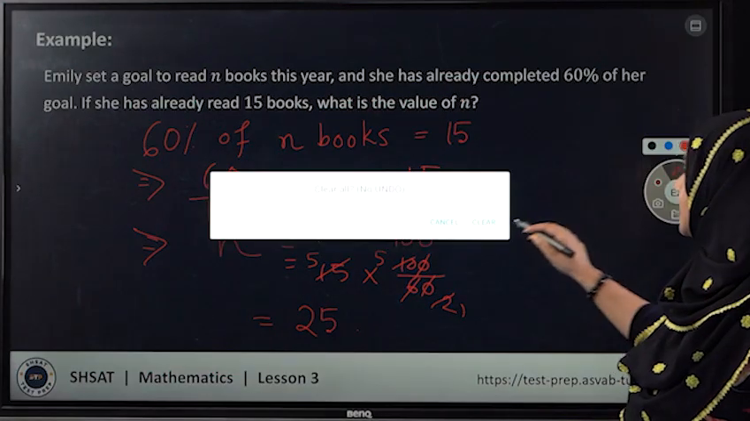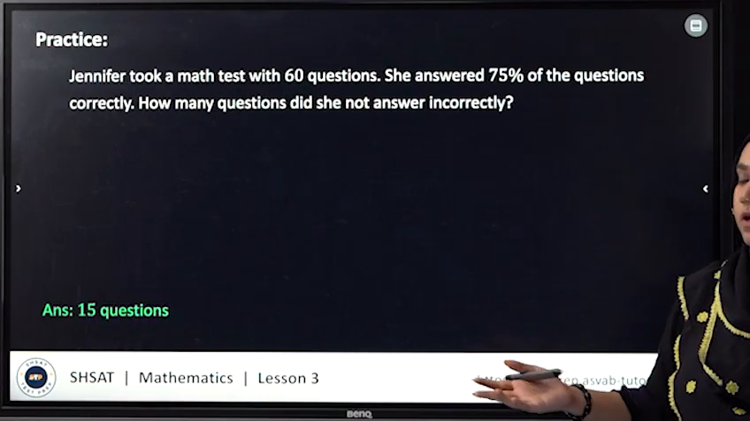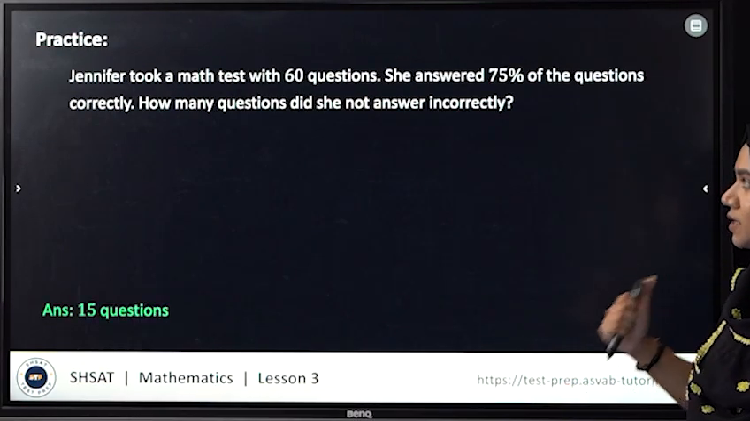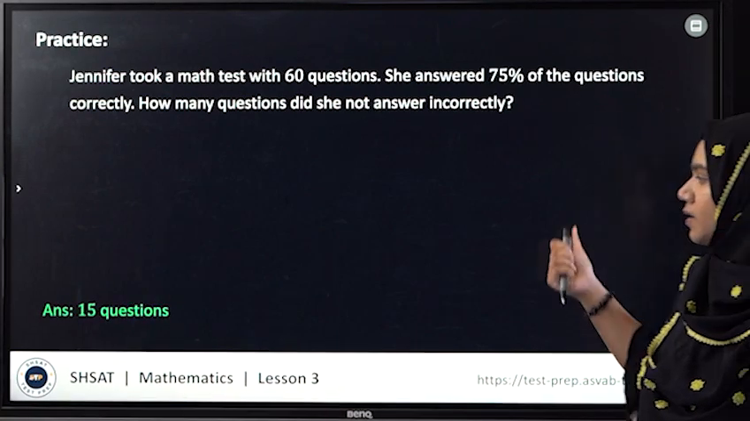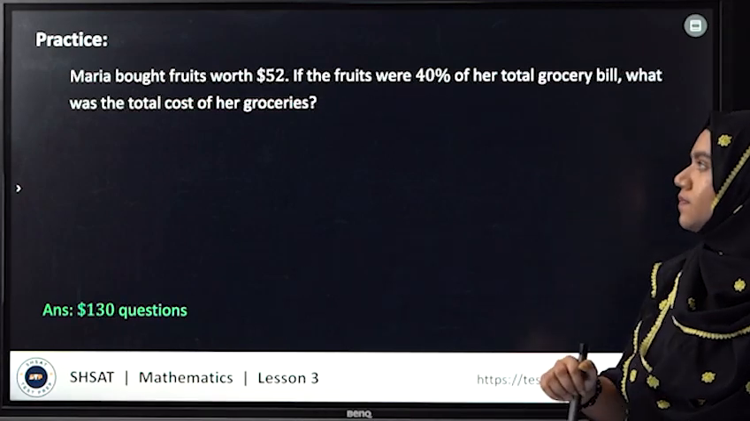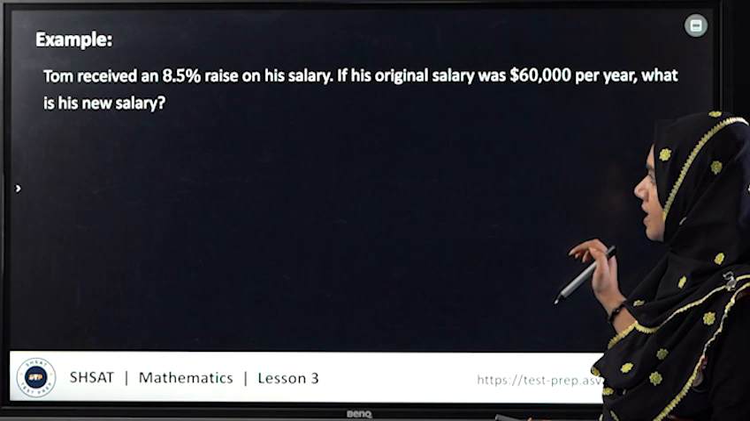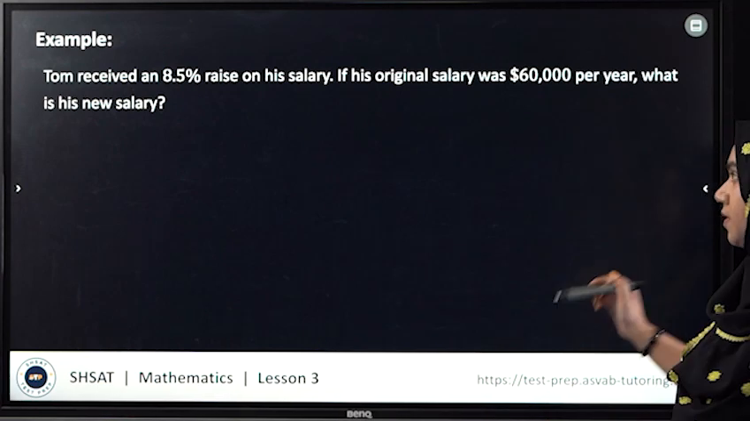Okay, let's see. That's a lot of books if you think about it, but not a lot of books if you're a bookaholic. Okay, we have another practice question here. I hope that you do get the answer correctly, which is 25. Moving on. We have another practice question here, as you can see. And yeah, another word problem.